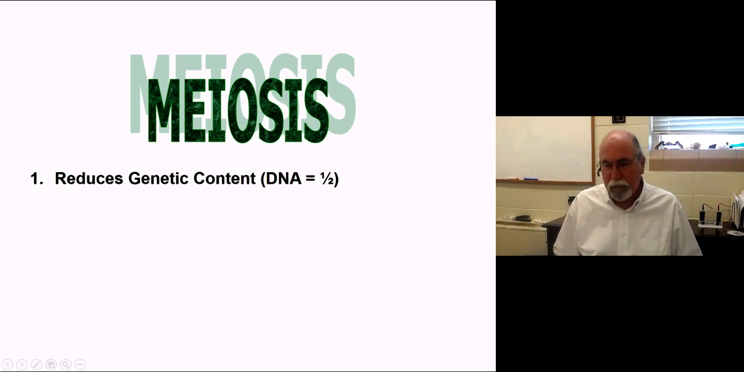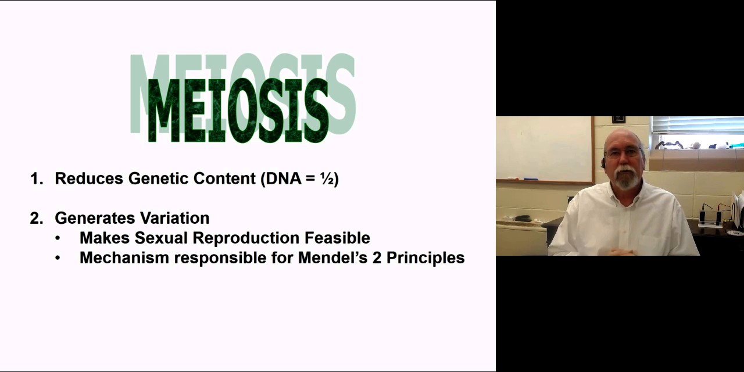So meiosis is a reduction. Okay, it's also the way we generate variation. I'll keep coming back to this. It makes sexual reproduction feasible. It makes it where you can overcome the cost and expenses of that, at least in a Darwinian sense. And for us in genetics, it is the mechanism that gives rise to both the principle of segregation and the principle of independent assortment.